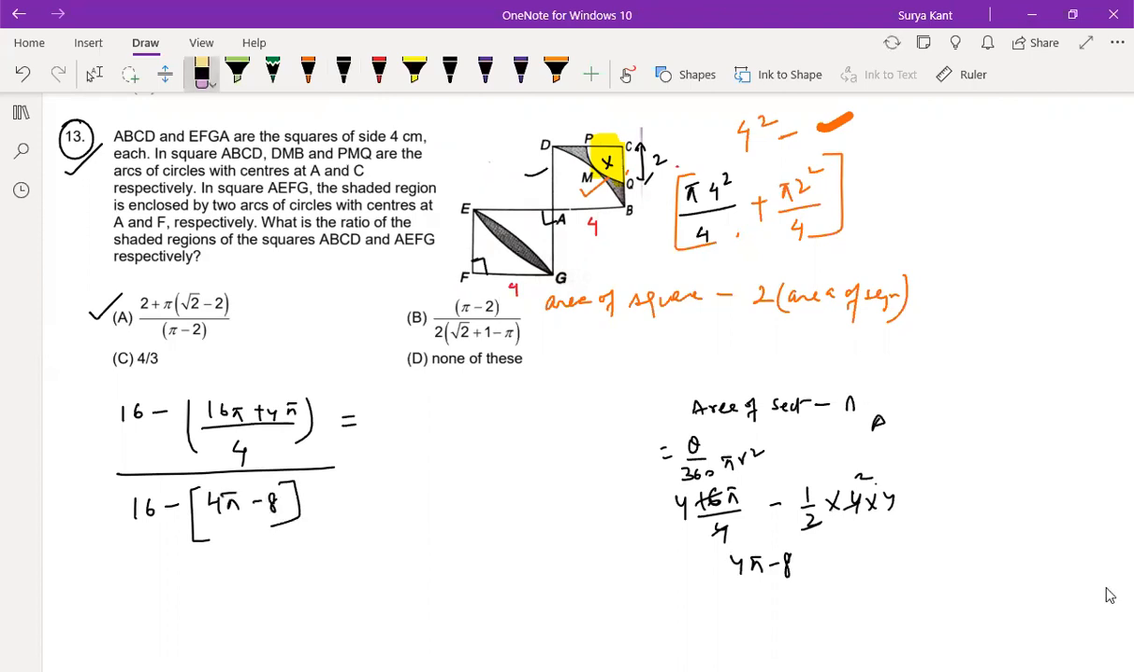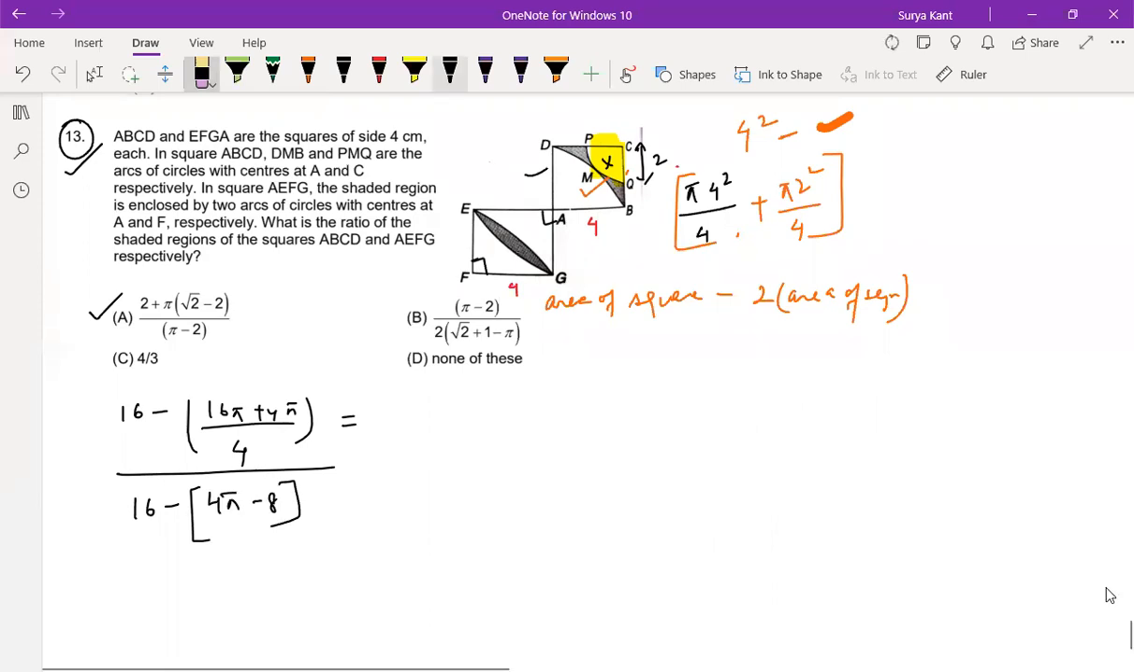Now solve this one, sir. What do you get? The answer is coming in pi only. So how to solve this? 16 4s are 64 minus 16 pi, sorry, 20 pi. Divide by 4 into 1 divided by 16 minus 8. 16 plus 8 is 24 and minus 4 pi.